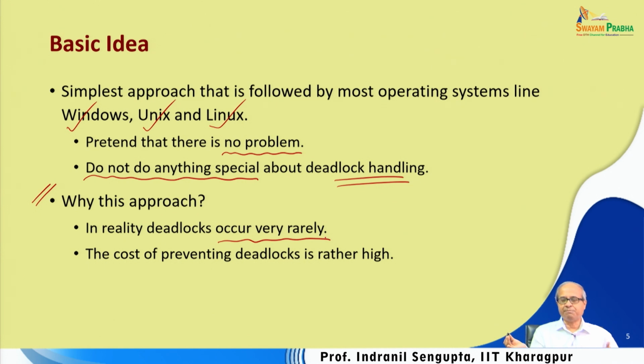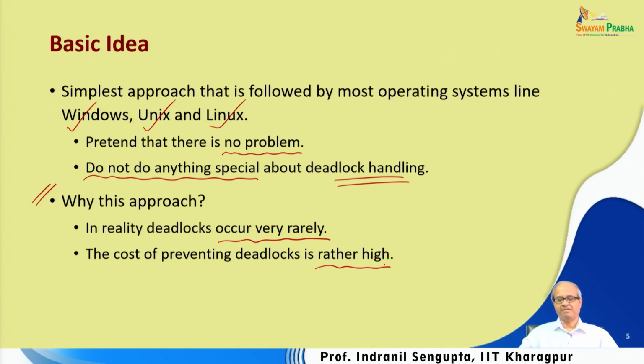Moreover, when you see the approaches for handling deadlocks, you will see that the cost of avoiding or preventing deadlocks is rather high. So, would you like to spend a high cost for something which happens very rarely? If you spend the time and effort, every operation will become expensive for you. You will have to spend additional cost or overhead for any process you run, for any situation you are in. So, these are the 2 points that motivate the OS designers to follow this approach in many of the modern day operating systems.